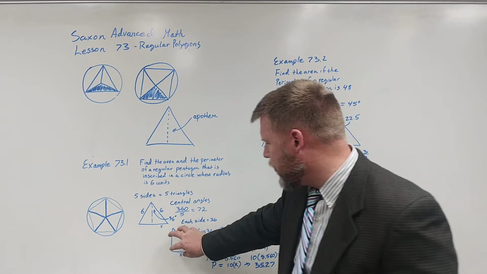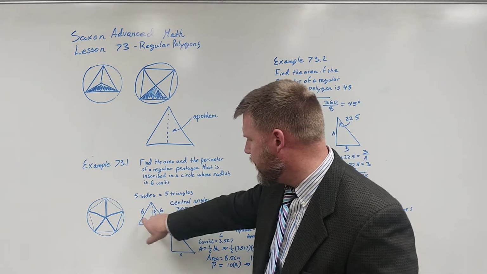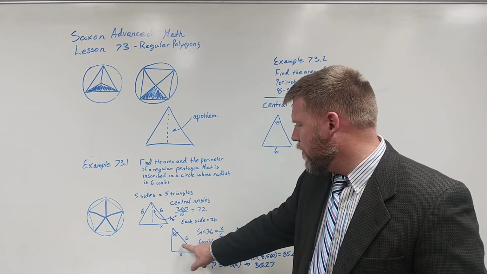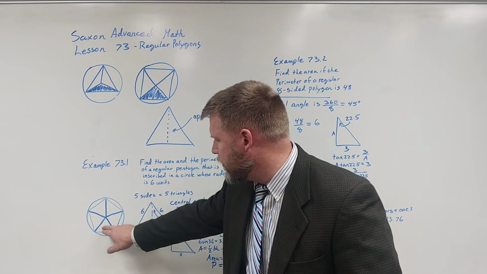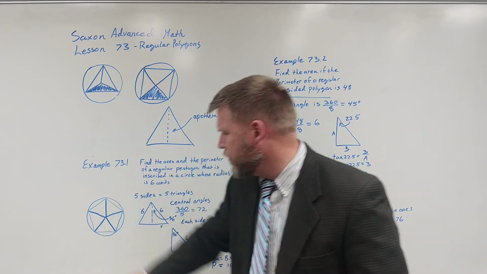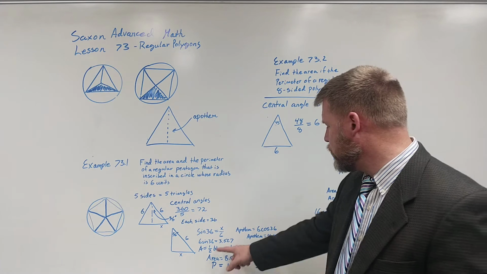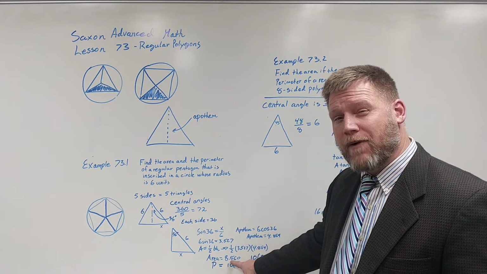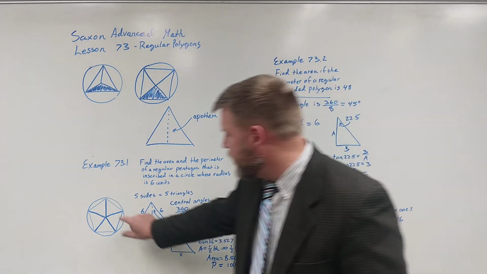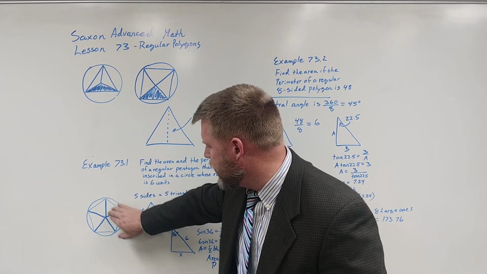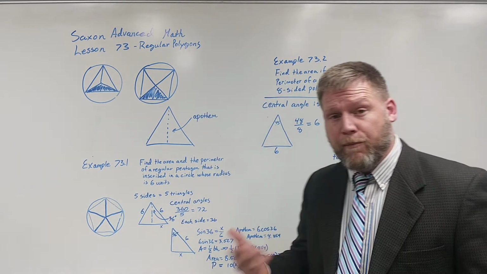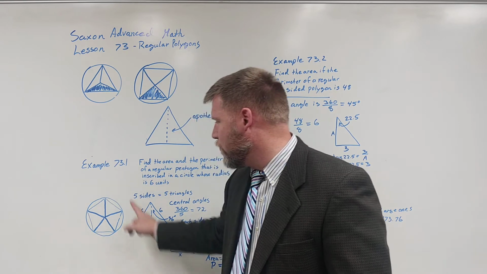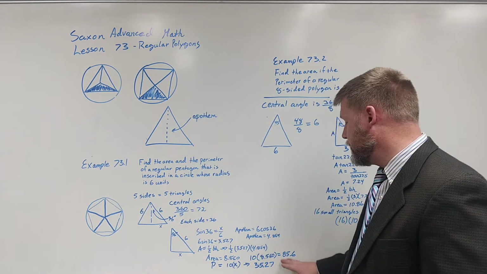Well, let's put them back in here. I had one that is half of this one, and this is one-fifth of that, which means that if I were to put this back in here, I've got 2 in this one, 2 in this one, 2 here, and 2 here, so I have 10 of these small triangles. The one small triangle is 8.560. If I've got 10 of those, I'm going to multiply by 10, and I end up with 85.6. That is the area of the regular polygon that is in there.